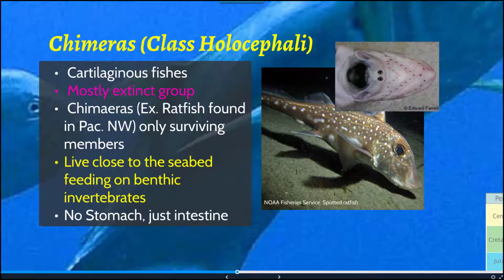Chimeras, or class Holocephali, consists of cartilaginous fish. This is mostly an extinct group, with the exception of chimeras, the ratfish found in the Pacific Northwest, as being the only surviving members. They live close to the seabed and they feed on benthic invertebrates. Interestingly enough, they don't have a stomach, just an intestine. That still counts as a complete digestive system, but just a little bit different in that they don't have that additional structure.